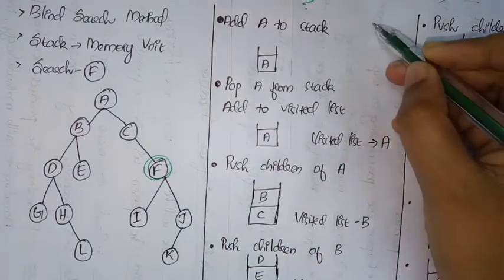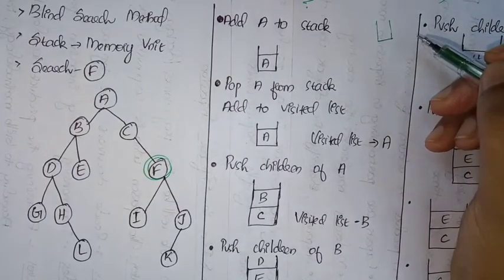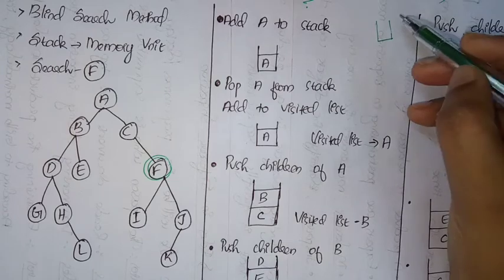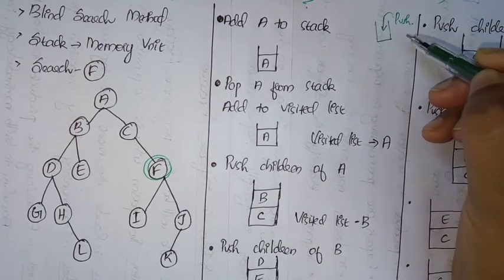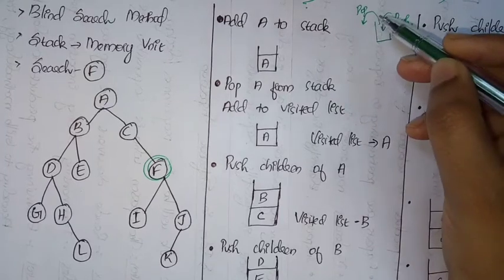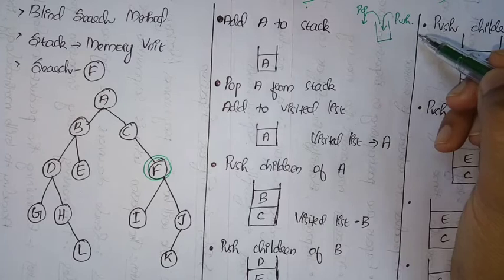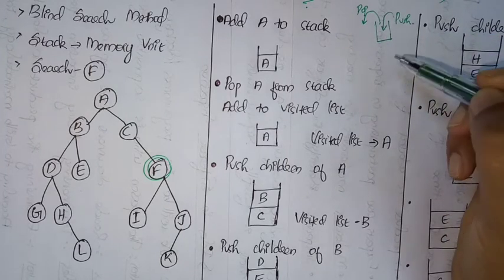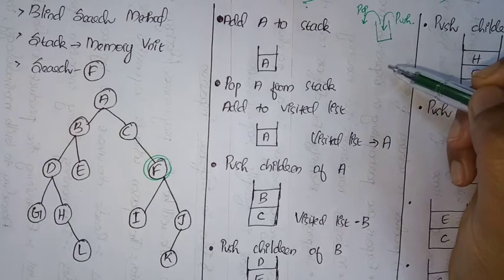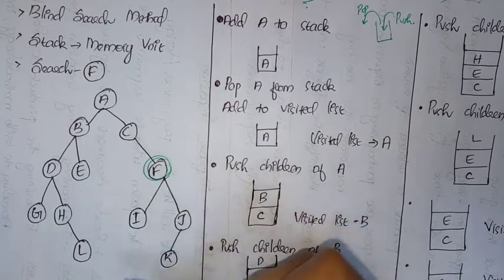If we have a stack like this, mainly two operations are carried out in a stack. First of all, we have to push some element into the stack, and after that we can pop some element out of the stack. These are the two operations that are mainly carried out in the case of a stack. So let's see how we can find this particular node F in this tree.